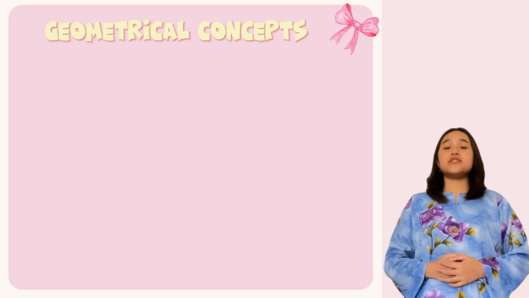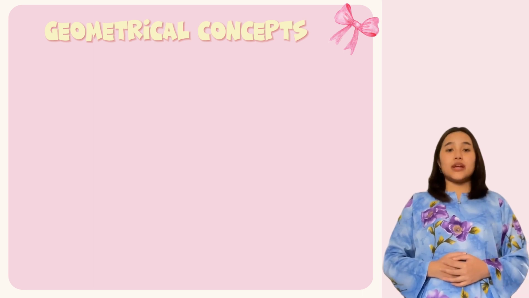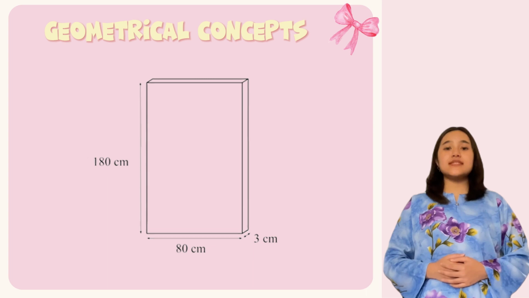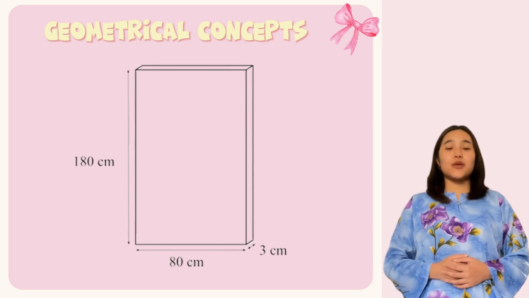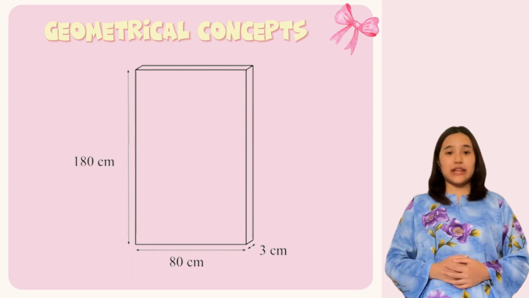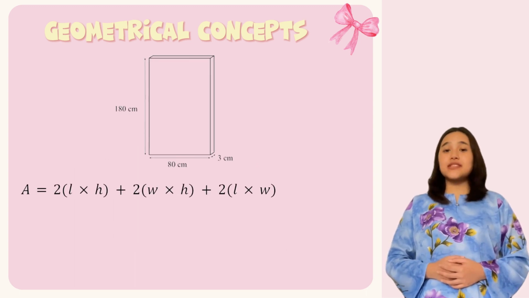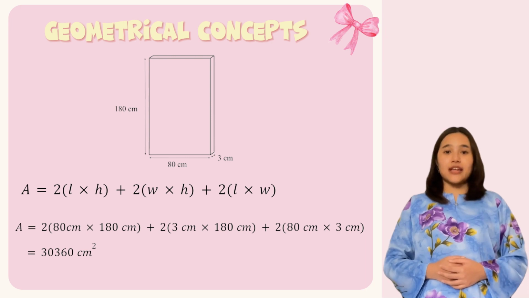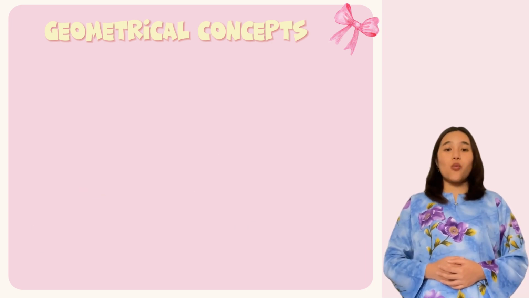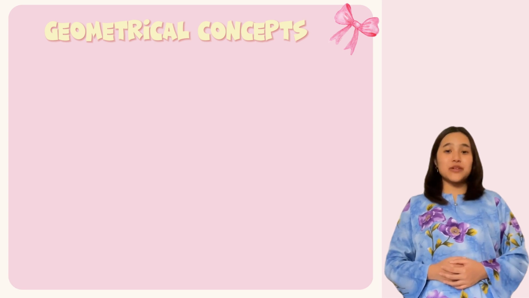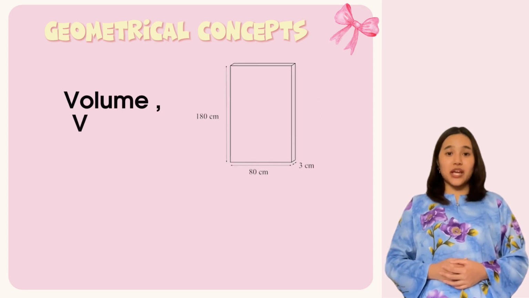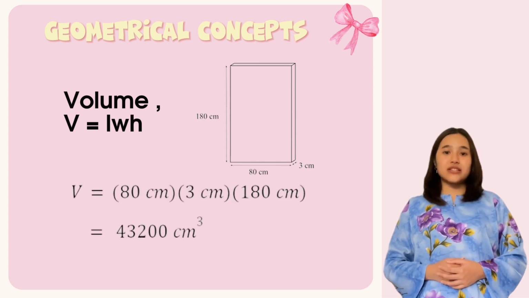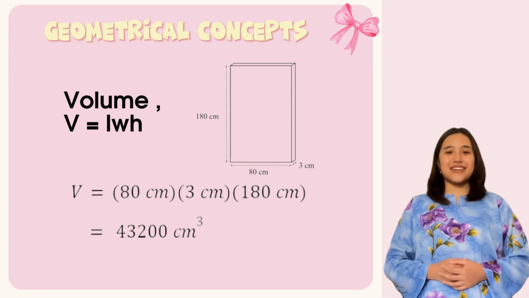From the measurements of the whole door, the length, width, and height of the door are 80 cm, 3 cm, and 180 cm respectively. Using the formula of the surface area, the area of the door as a rectangular prism is equal to 30,360 cm², while the volume of the rectangular prism, which is given by the multiplication of the length, width, and height, we will get 43,200 cm³.